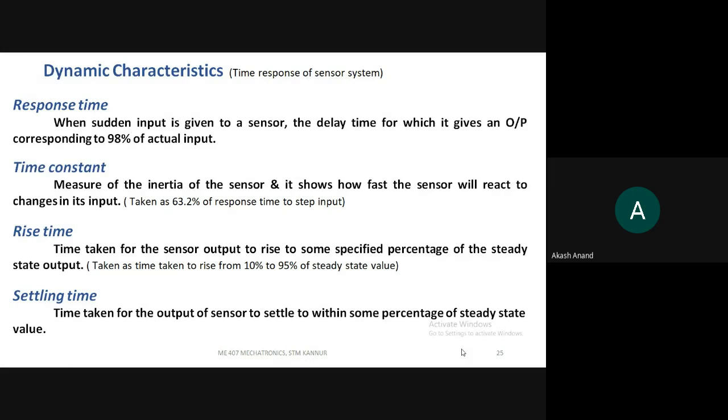Rise time is actually the time taken for the sensor output to rise to some specified percentage of the steady state output. It is actually not a constant value. We can select a specified percentage according to our application. Usually, we take a range between 10% to 95%. In between, we select a certain percentage and measure the time taken for the sensor output to rise to that value. And that time is called rise time.